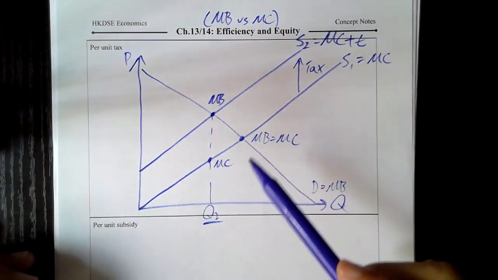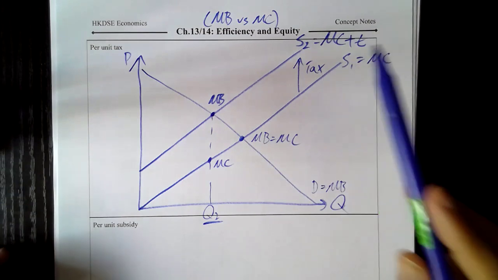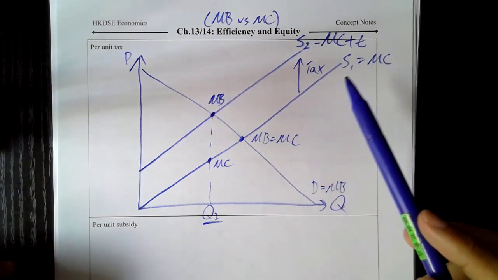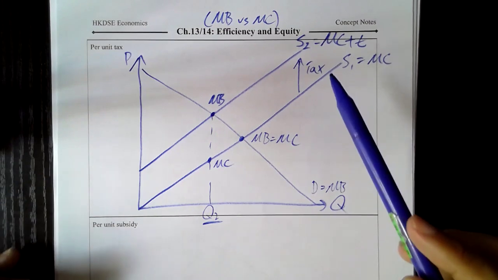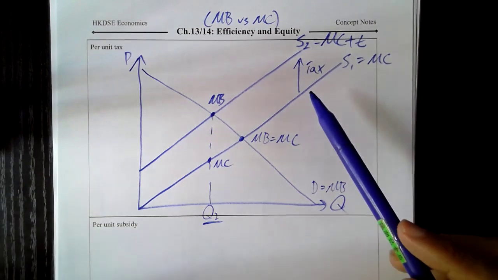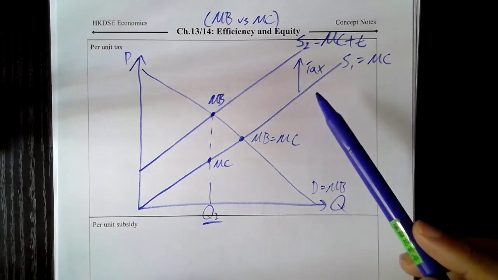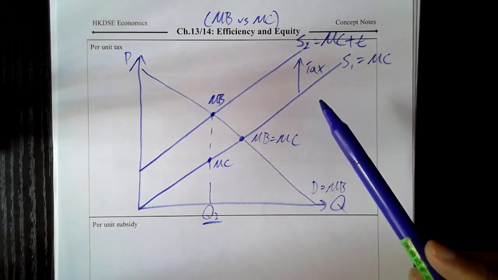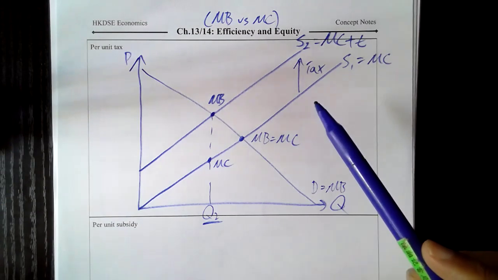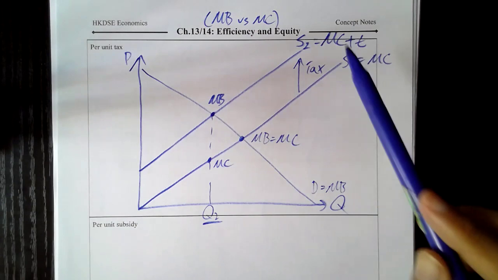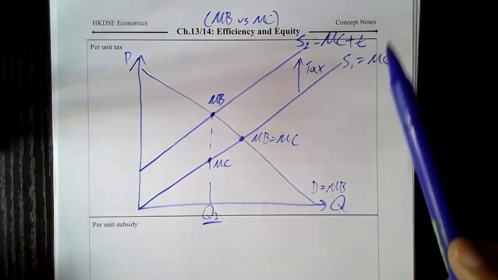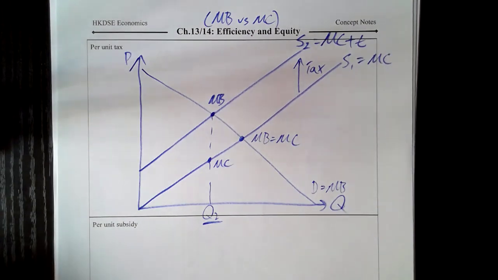Now, I know some of you may be asking, how come with a tax, our MC has not changed, right? Now, this we'll explain when we go to the topic of externality, when we start to talk about private costs and social costs, okay? Now, for now, just take it, okay? 暫時我哋唔好理住。總之我哋記得就係MC同MC加T先，好嗎? Let's not deal with what's going on behind the back, okay?